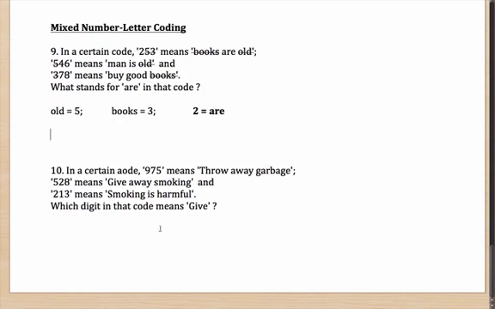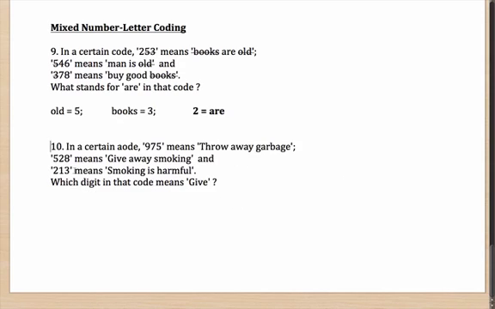One more question and then we'll wrap up this session. 975, throw away garbage. What is common? I can see that 5 is common in the first statement and the second statement. So let me just remove 5 and throw away garbage, give away garbage, or give away smoking. So away is common, which means that I get away as 5.